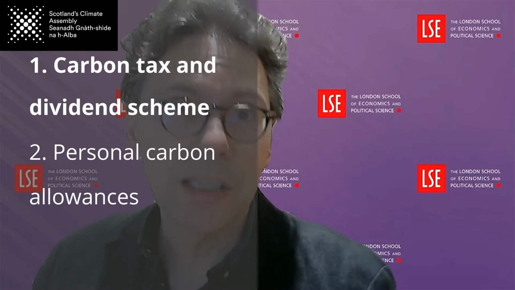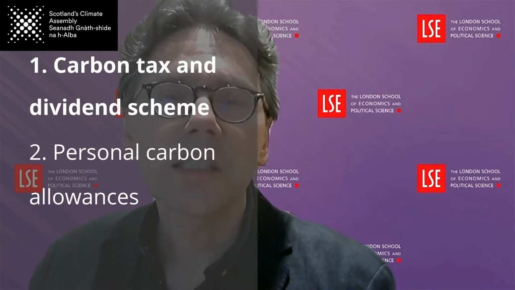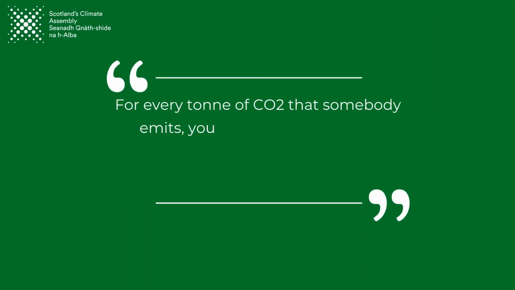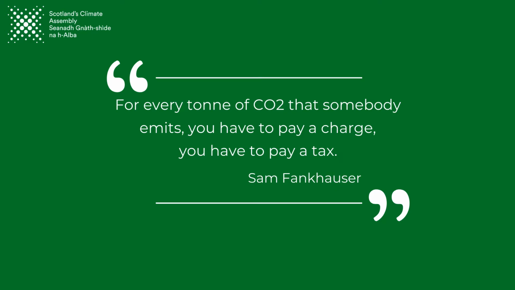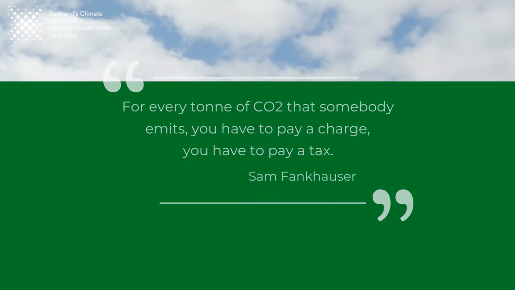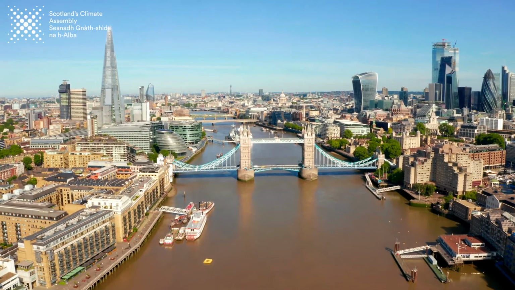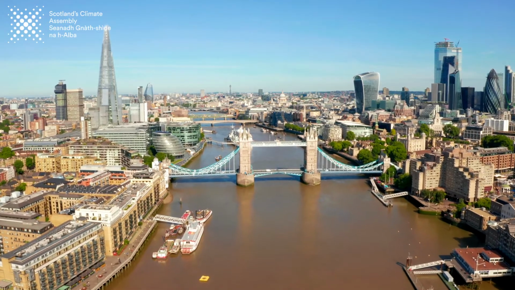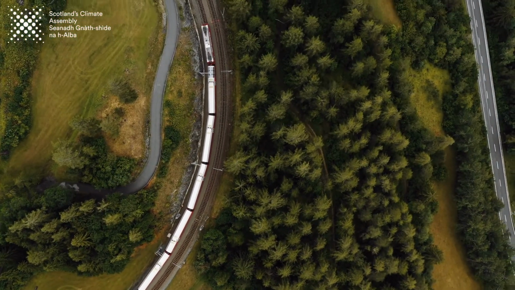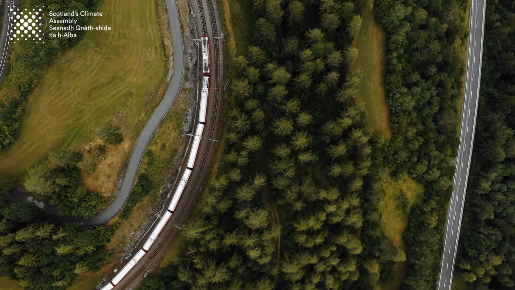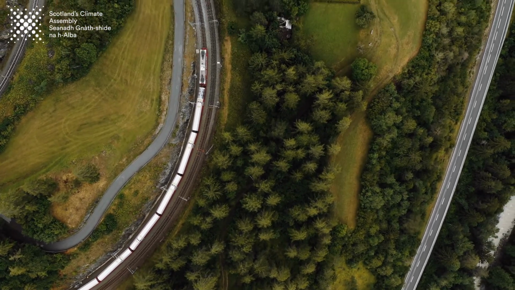So carbon tax and dividend. The tax part of carbon tax and dividend is straightforward. For every ton of CO2 that somebody emits, you have to pay a charge, you have to pay a tax. So when you choose between taking the plane or taking the train for a trip, say, from Edinburgh to London, you will have to pay for the carbon emissions that your flight emits. And because the train will run on clean electricity, that makes the train more attractive as an option.